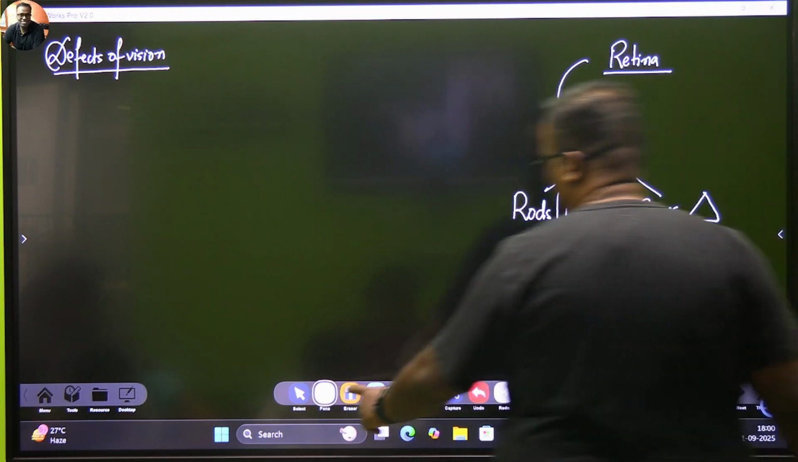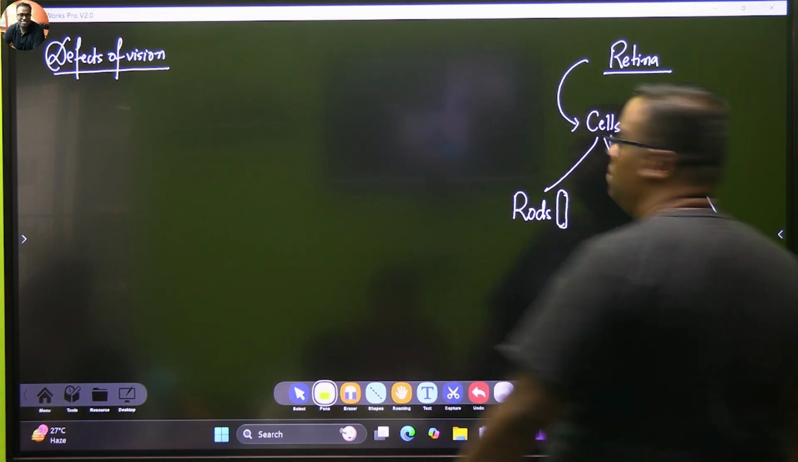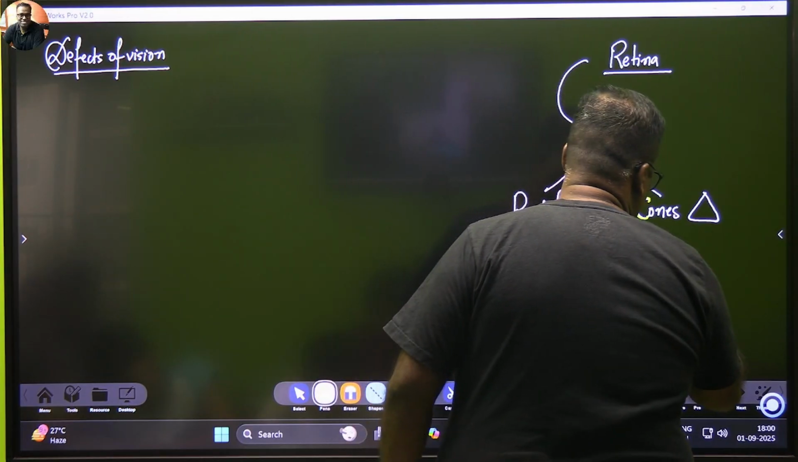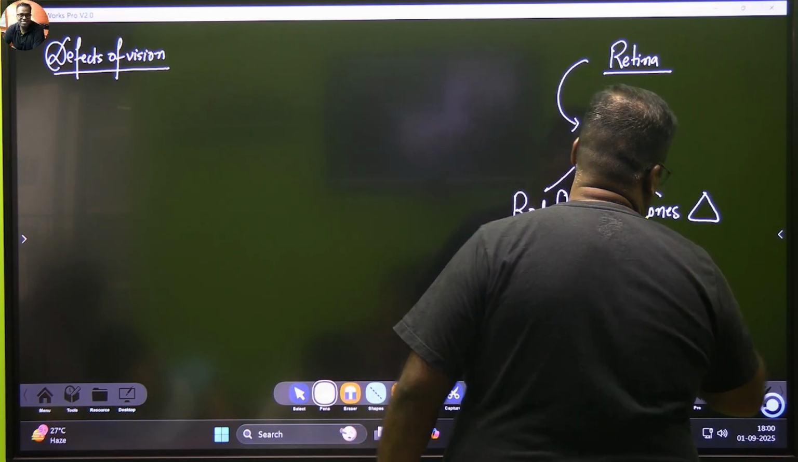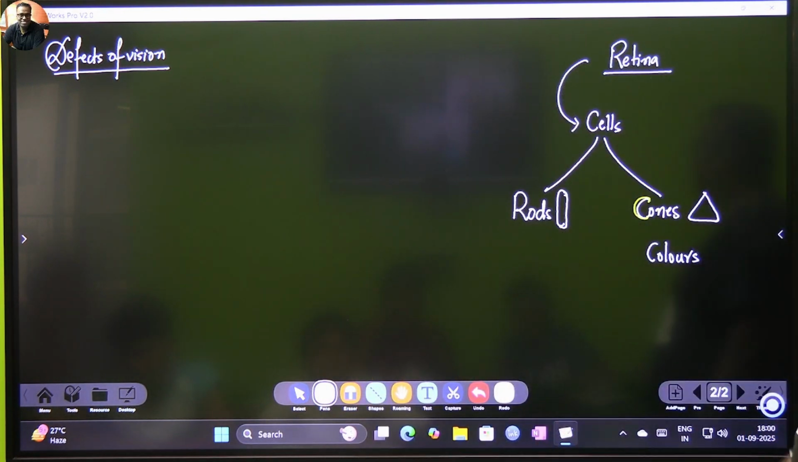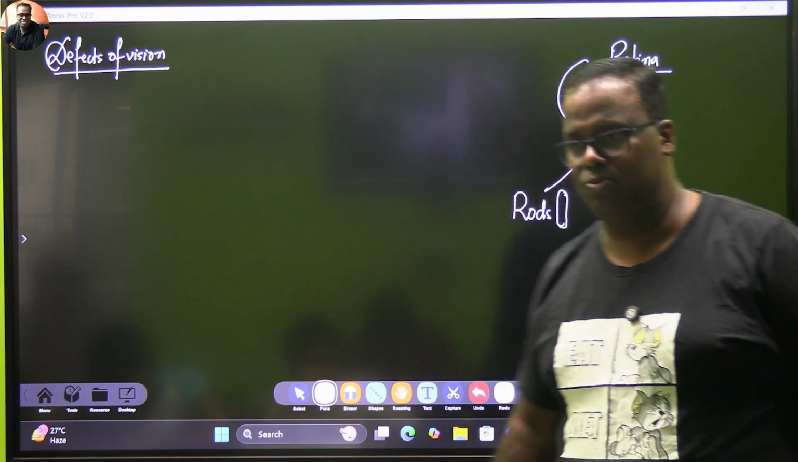Now, how children get confused on it: cone starts with the letter C, and cone is therefore responsible for your sensitivity to colors. Your ability to distinguish different colors is based on cones. If you are deficient in cones, color blindness being the extreme case, then you will not have the ability to distinguish between colors. We'll come to that, okay?